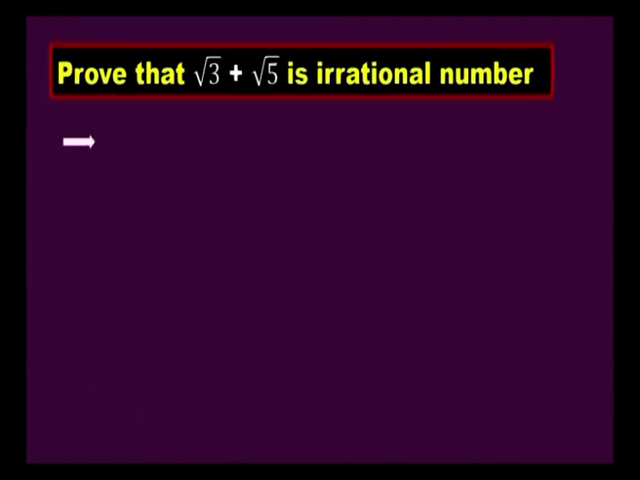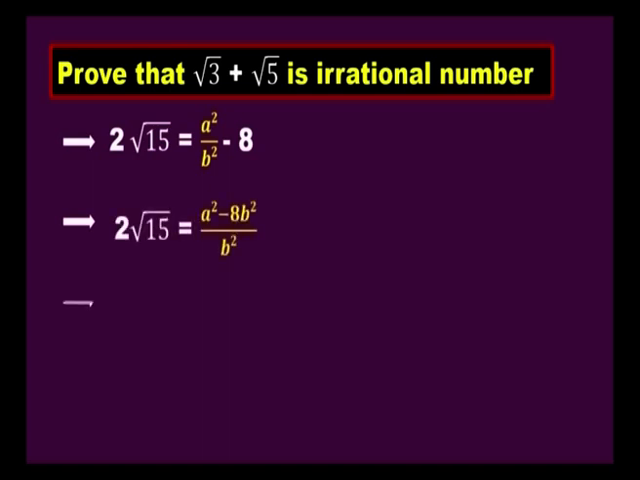Now if I send 8 to the right hand side, it becomes 2 root 15 is equal to a square by b square minus 8. Taking b square as the LCM, this can be written as a square minus 8b square. So 2 root 15 is equal to (a square minus 8b square) by b square, and sending 2 to the right hand side, root 15 is equal to (a square minus 8b square) by 2b square, which we will consider as equation number 1.